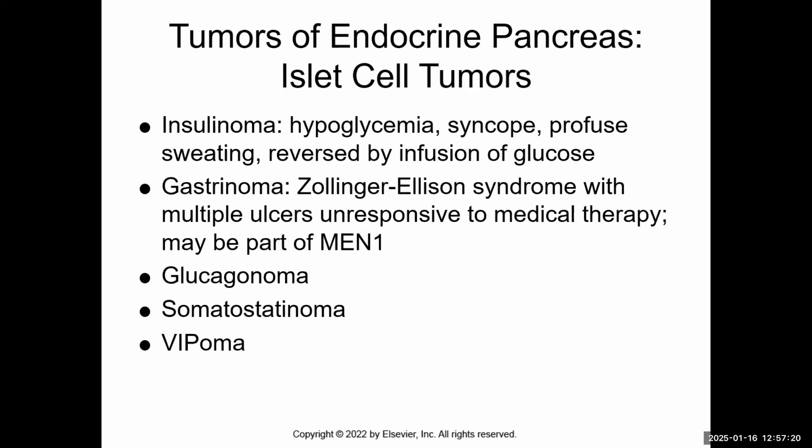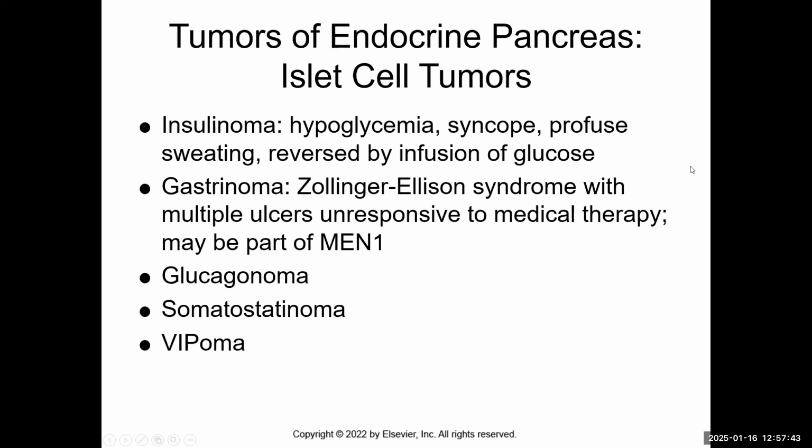Then we have some other types of tumors that deal with the endocrine pancreas, and it comes from the endocrine cells in the islets of Langerhans. It's 10 times less common than exocrine, but we can still have them. An insulinoma is actually most common, and what happens is these cells secrete insulin.